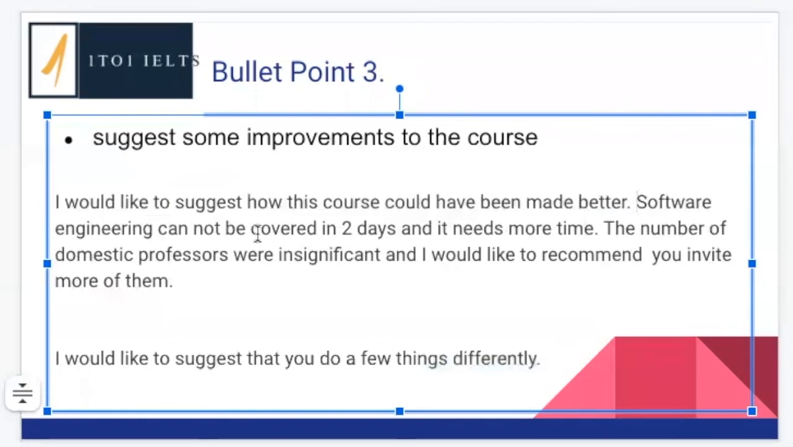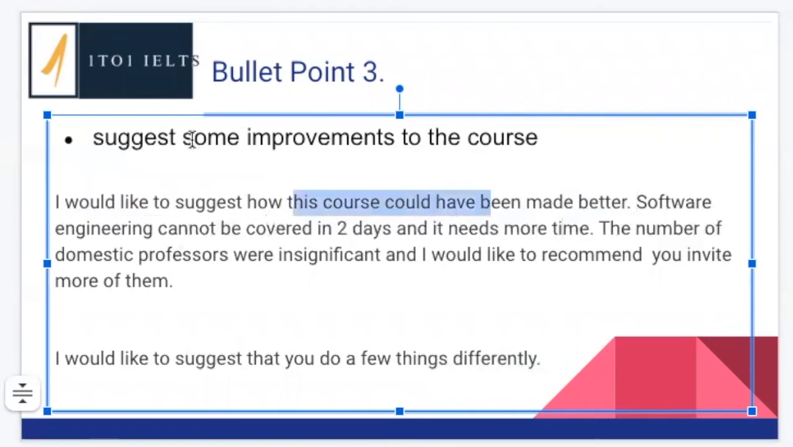So let's have a look at this. Software engineering cannot be covered in 2 days and it needs more time. Here, this is a very common mistake people make. Cannot. What is wrong with this? This is actually all one word in English. I didn't learn this till very late in my life. But yeah, we write cannot as one word. So software engineering cannot be covered in 2 days and it needs more time. Okay. We're addressing the specific question. Good.